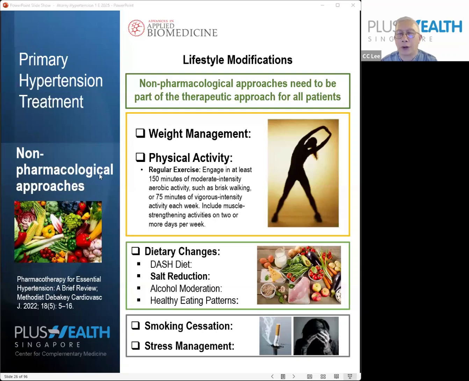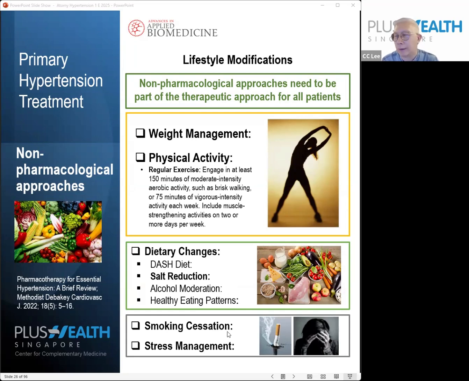First is lifestyle modification, which basically means you follow the following guidelines. Very simple, right? One, weight management, control your weight, do not be overweight. Second, have regular exercise, right? We'll talk about exercise a bit later. Have a proper healthy diet. In this case, we will recommend that you follow a DASH diet, which is very similar to the Mediterranean diet, except that it has a focus on salt reduction. Then try to drink alcohol in moderation, and of course have healthy eating patterns.